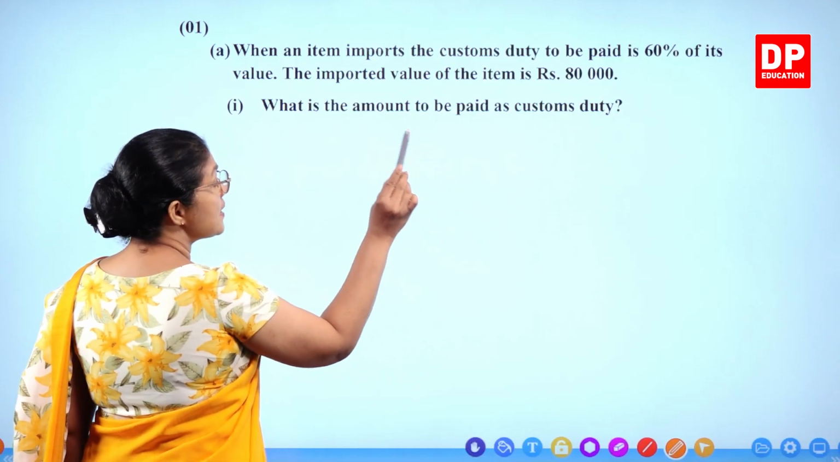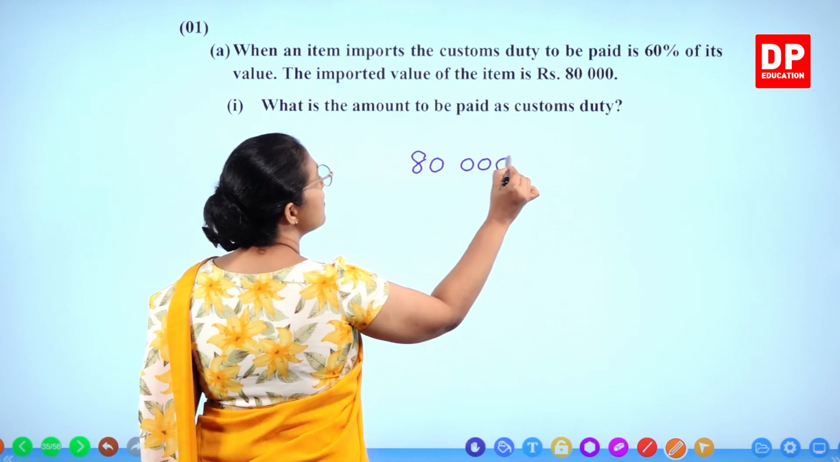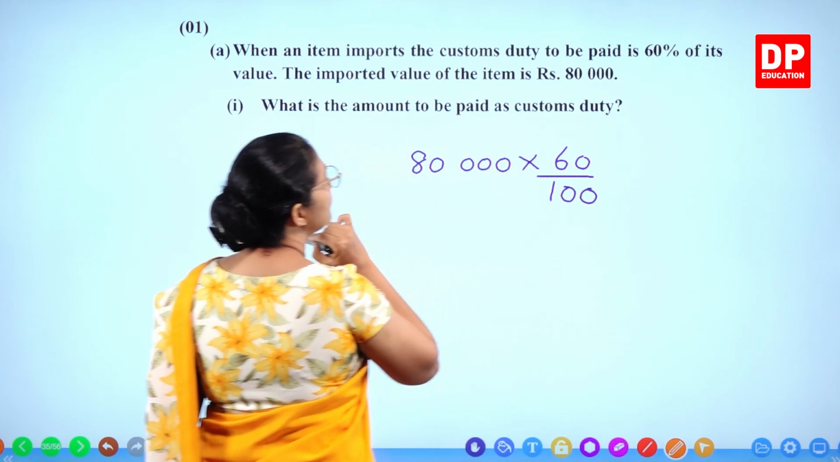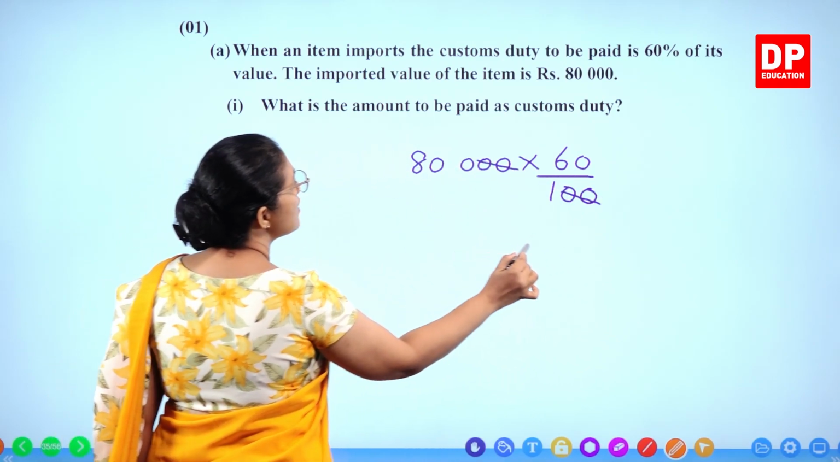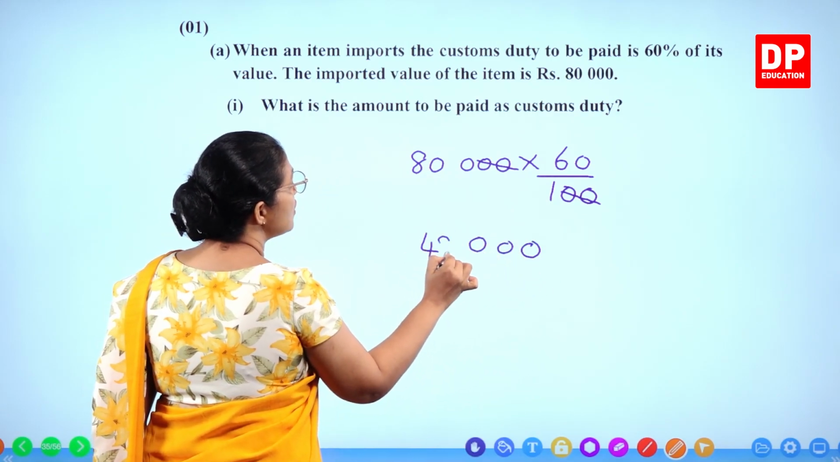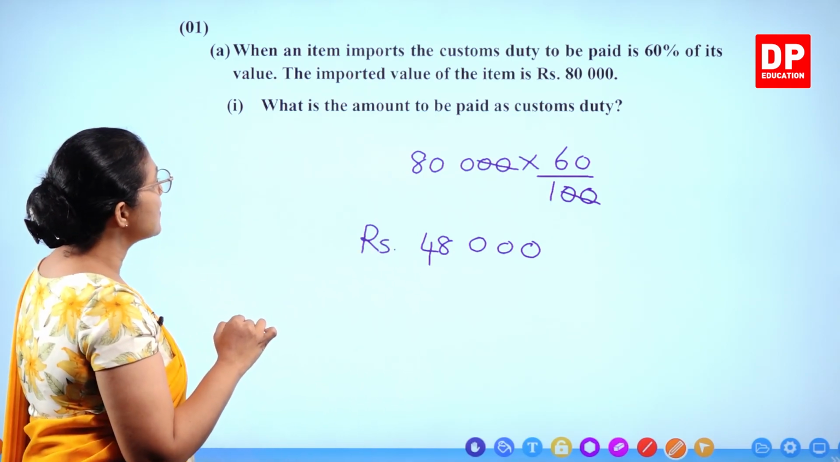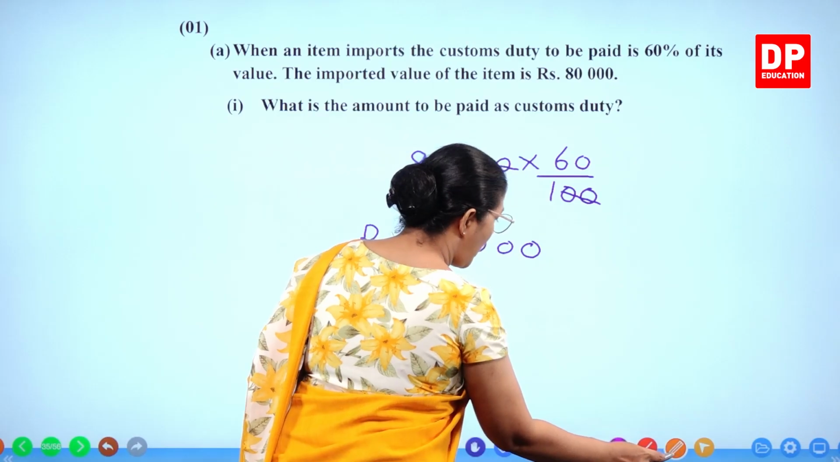So 60% of 80,000 is the custom duty value. 2 zeros get cancelled out and you get 0, 0, 0. 8 times 6, 48. So you need to pay 48,000 rupees as custom duty for 80,000 value. Next part.